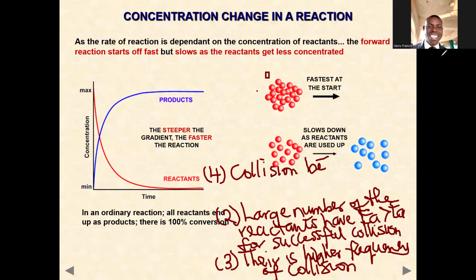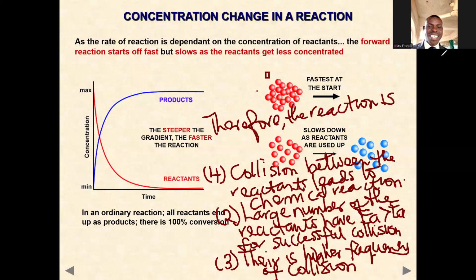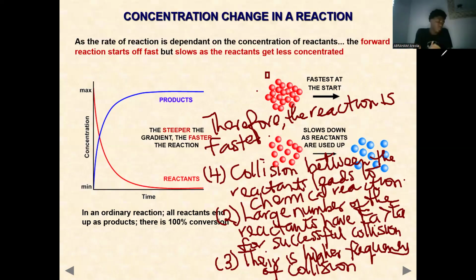Collision between the reactants leads to chemical reaction. Therefore, the reaction is faster. So that is the little explanation for when the reactants are higher and when the reactants are not higher in concentration. If you're done writing it, let me know. I'm done. Okay, so we'll move on to the next slide.